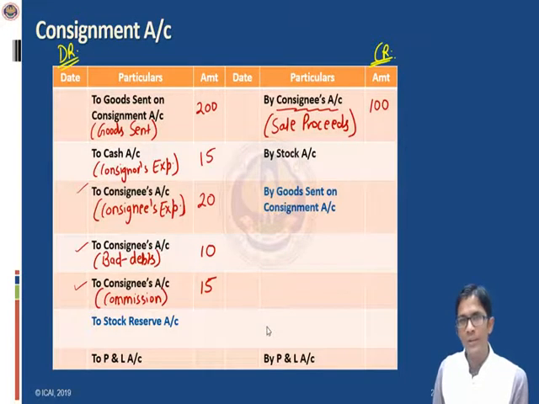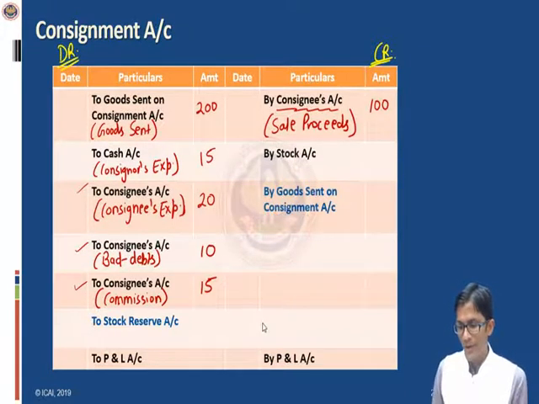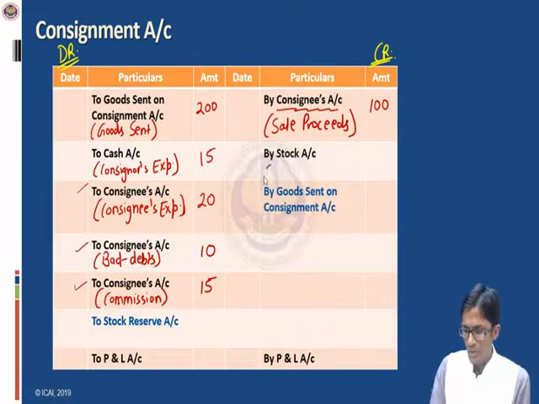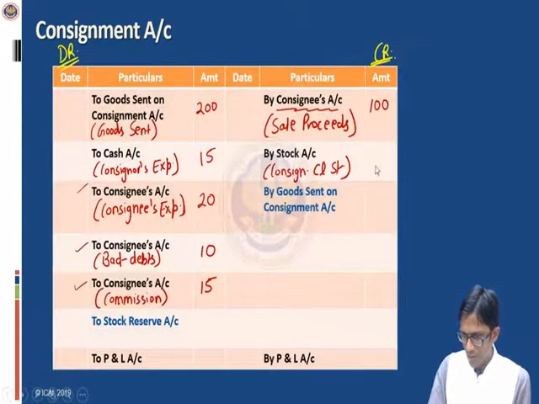So what will the consignor say? He will say that you will have to return me these 100 rupees. So the consignee becomes the debtor. That's why he has been debited. And finally, on the credit side is written by stock account. So this is obviously the consignment stock, closing stock of consignment. And as we had assumed that the closing stock of consignment is rupees 170, let me write it here.